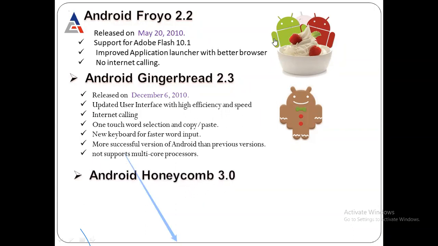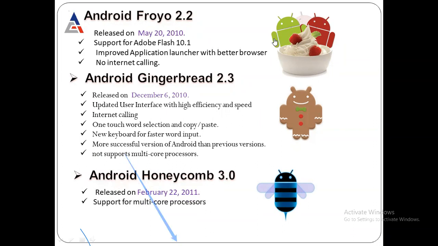Then after Gingerbread, the next version is Android Honeycomb 3.0. This is the image. Honeycomb was released on February 22, 2011. It supports multi-core processors. The drawback of Gingerbread was that it did not support multi-core processors, but Honeycomb does. It also has the ability to encrypt all user data. However, this version of Android is only available for tablets. In tablets we use the Honeycomb operating system. So this is the drawback of this version.